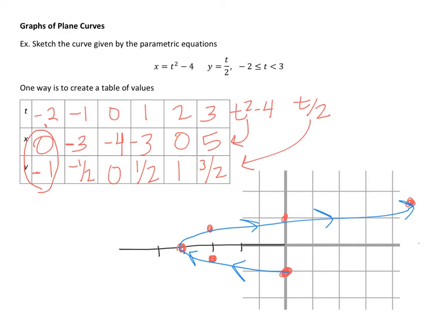You can look at it and say, okay, to get from start to finish took me -2, -1. So if I started at -2 to 3, that'd be 5 units to get from start to finish.